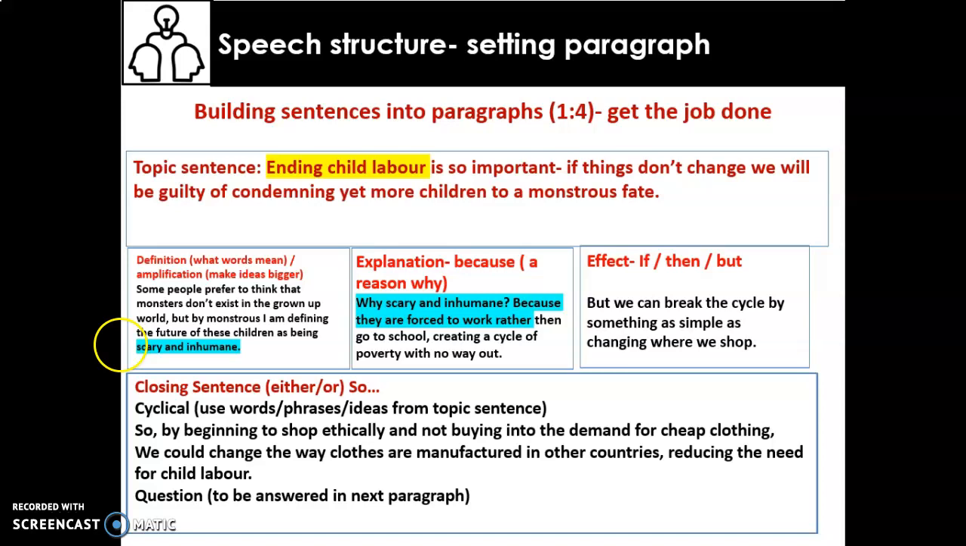Okay, so I've done that. Now, in previous lessons, we've done the if and then at this stage, but I've just created a but moment. But we can break the cycle by something as simple as changing where we shop. Okay, so there's my but moment. And then my closing sentence, this time I decided to be cyclical. So by beginning to shop ethically and not buying into the demand for cheap clothing, we could change the way clothes are manufactured in other countries, reducing the need for child labour. Because I focused then more on what we can do to change. So I've gone from a negative to a positive.